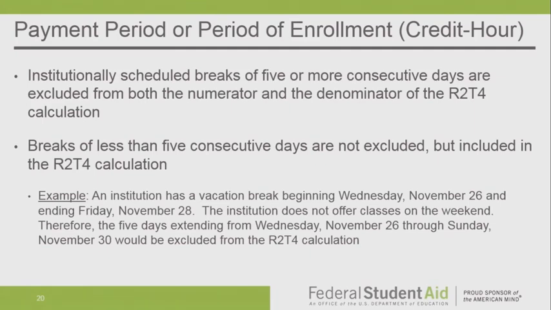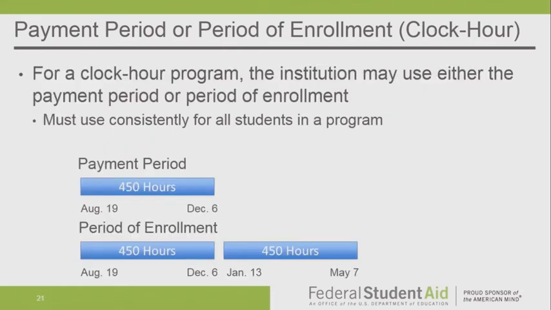So as an example, a school has a break from Wednesday, November 26th that ends on Friday, November 28th. They don't offer classes on the weekend. So then the 5 days that extend from November 26th through the end of the weekend, Sunday, November 30th, would be excluded because the weekend days where there's no classes get included in what we call a break. Technically, really, every weekend that you don't have classes is a 2-day break, but because it's less than 5 days, those days get included in the calculation normally.